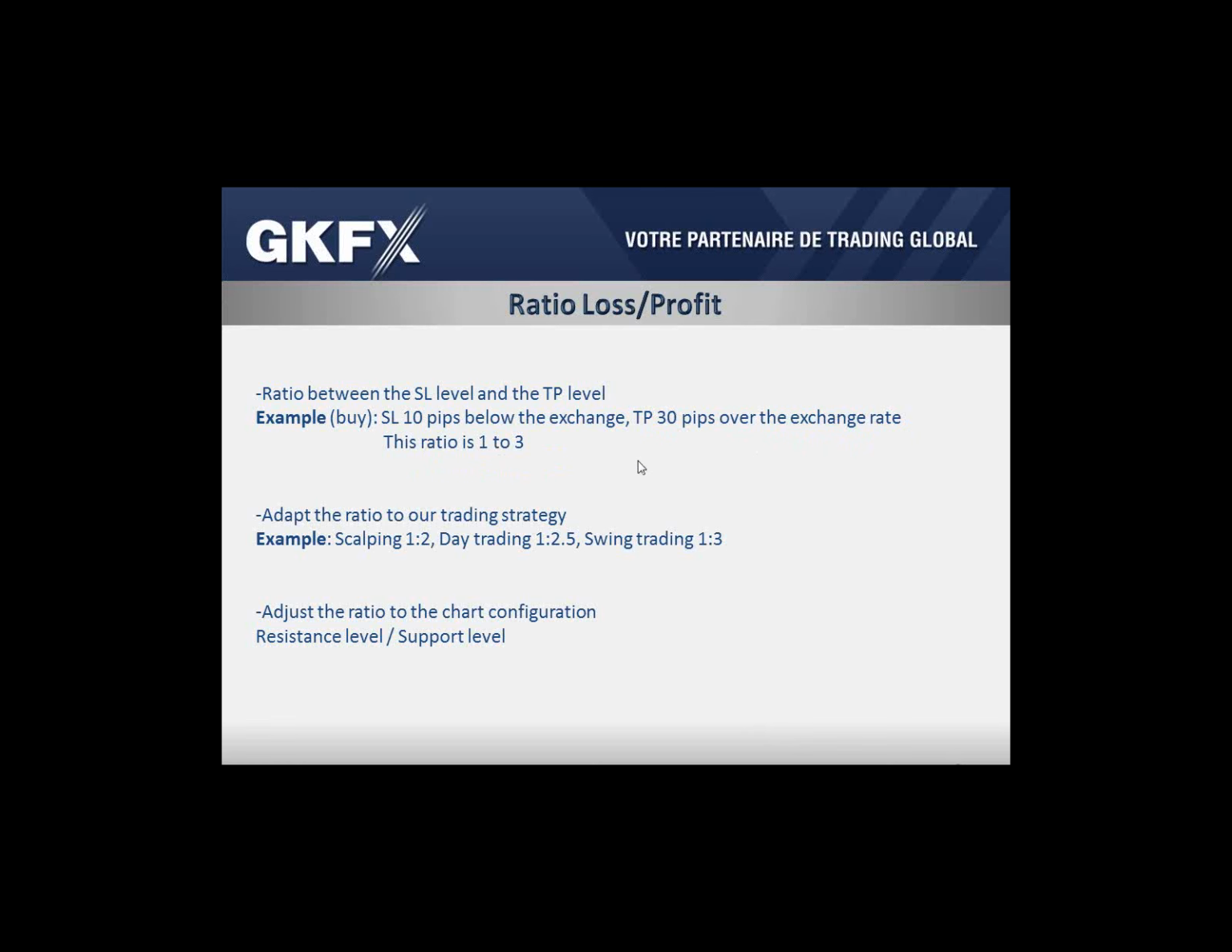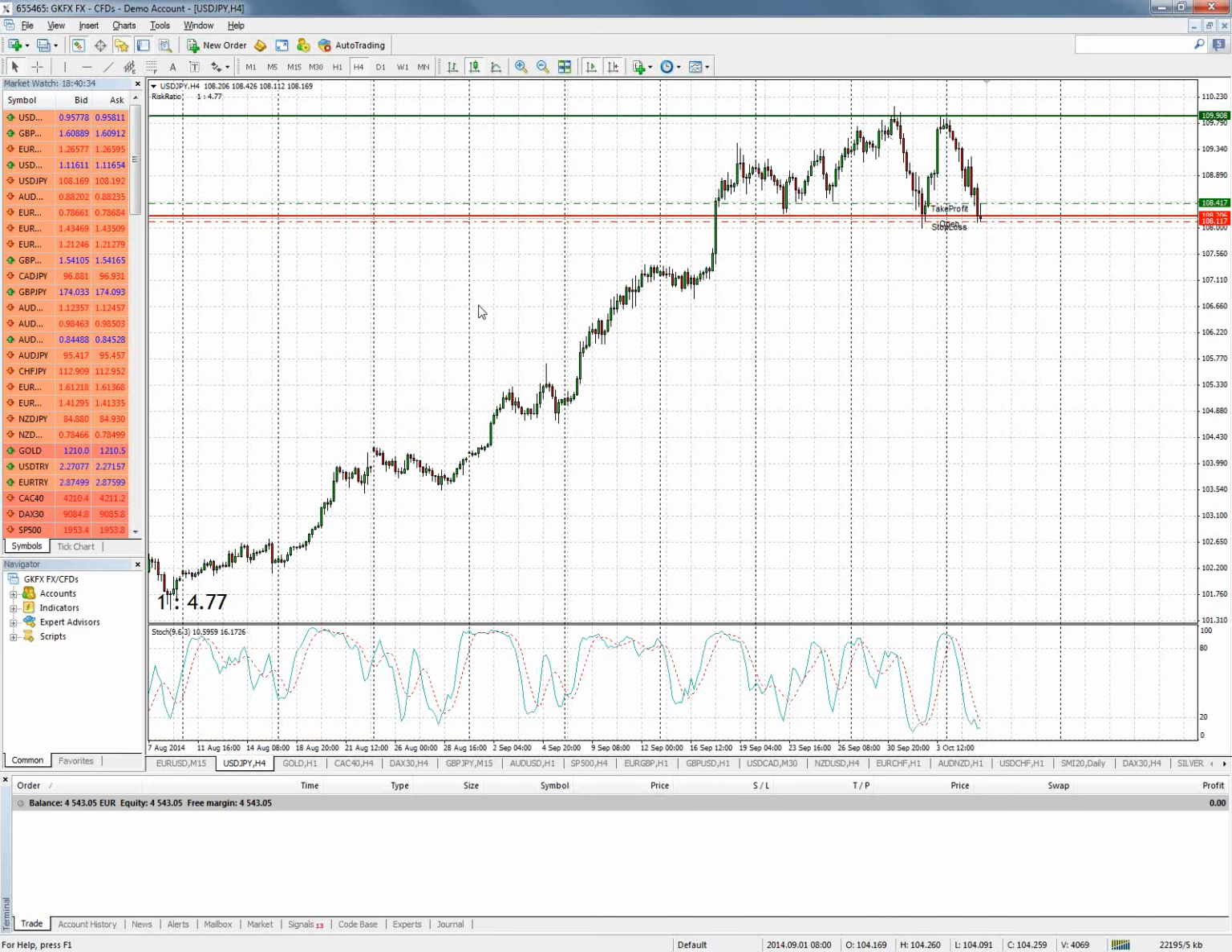Also, you better adapt the ratio, depending on the strategy. If you're a scalper, you can set 1 to 2. For day trading, it will be around 1 to 2.5, and swing trading can be over 1 to 3. And also you have to adjust the ratio to the chart configuration, depending on the resistance and support level. So it was a reminder. Now, what about the platform?